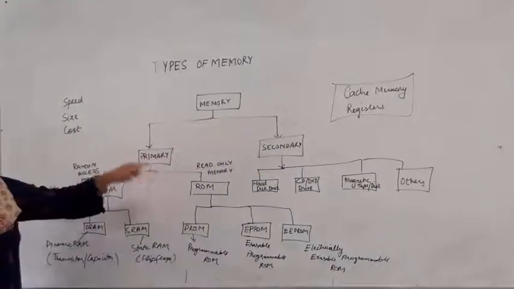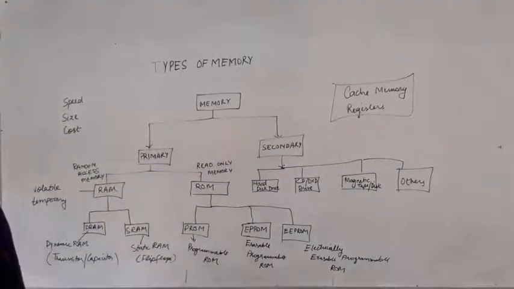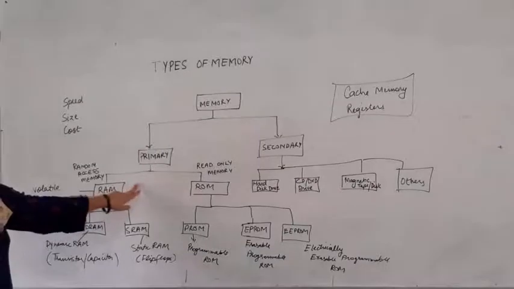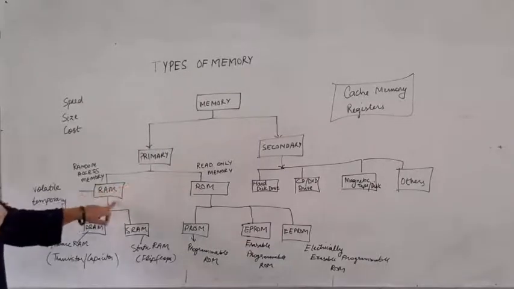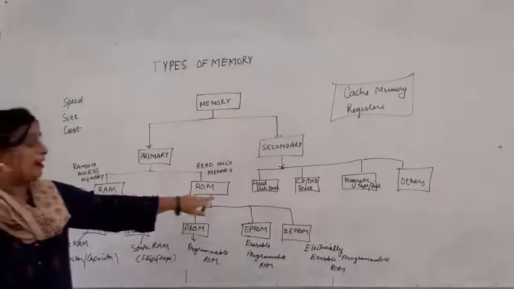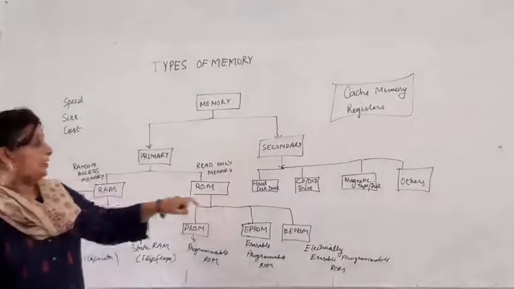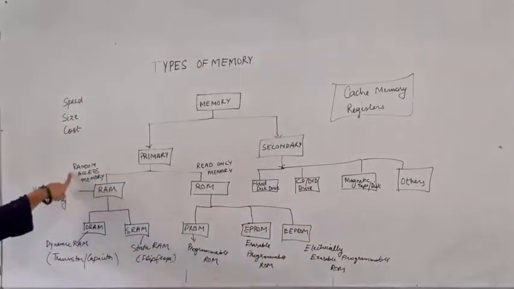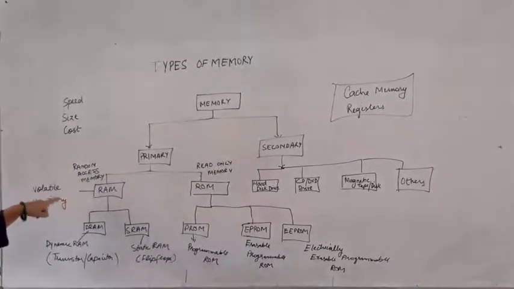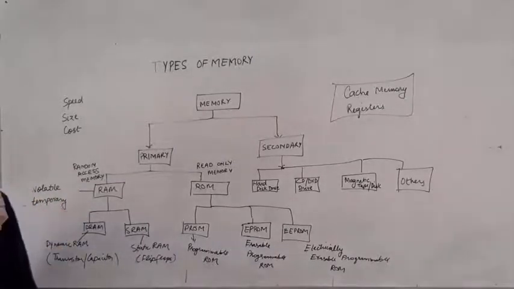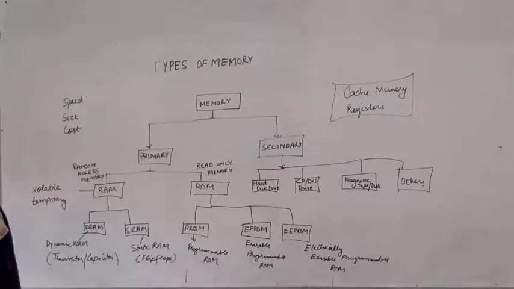The primary memory is also called your main memory. This main memory is again divided into two parts, the random access memory and read-only memory. The first one, random access memory. As the name suggests, this memory is volatile in nature, meaning whatever data you are storing over it is temporary in nature. After the power is gone, you may lose the data that is being stored over this RAM.